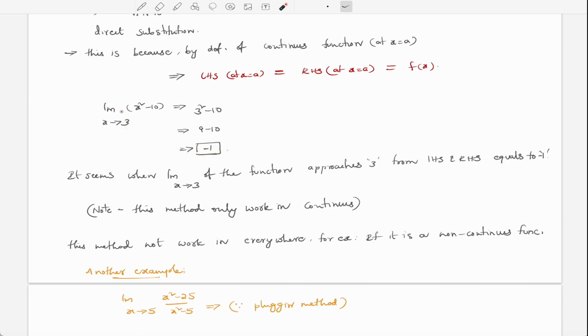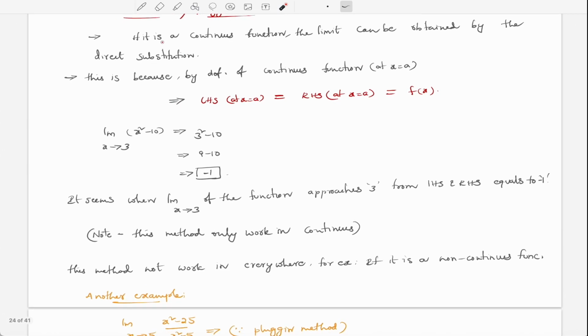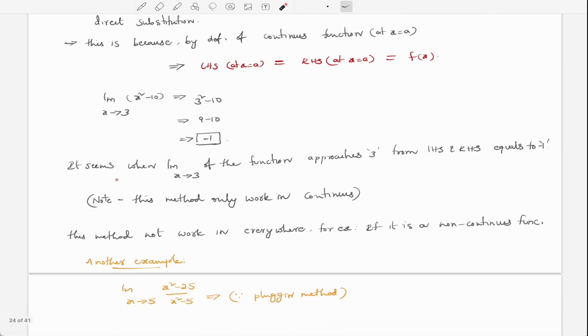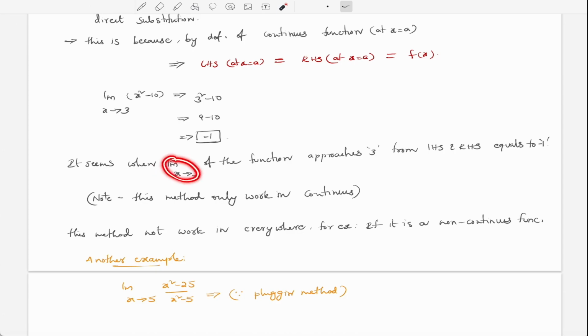This method only works if the function is continuous. If it is continuous only, then it's going to work. If it is not continuous, then we have other functions, and we will discuss them later. But if it's continuous, this will work, otherwise it won't. So here, when the limit as x approaches 3 of the function, from the LHS and the RHS, is equal to minus 1, right?